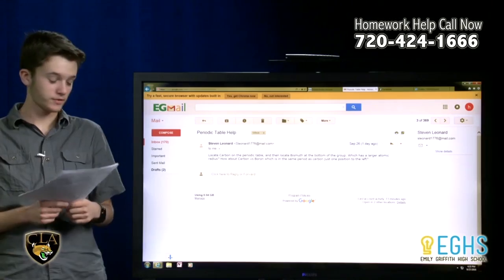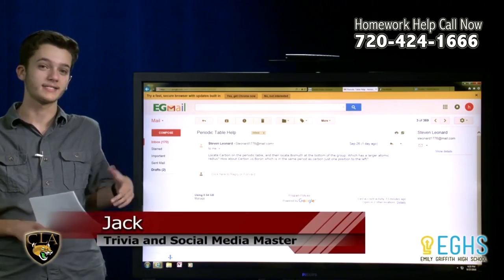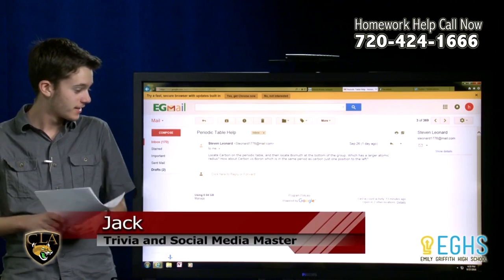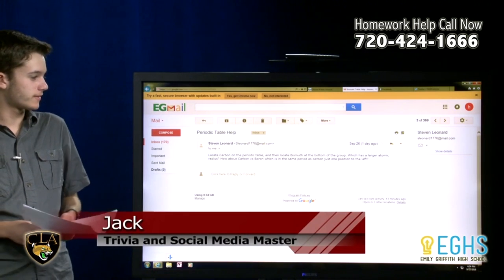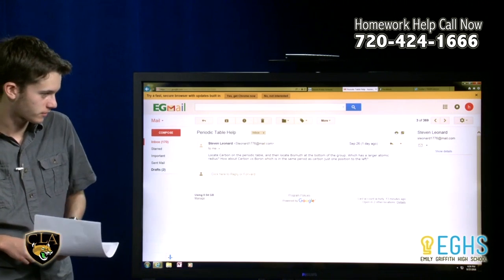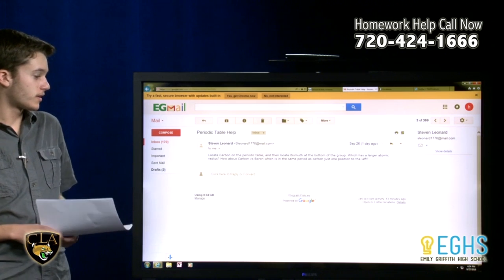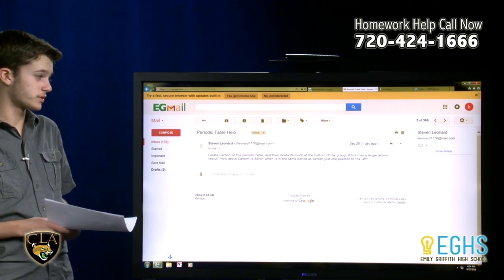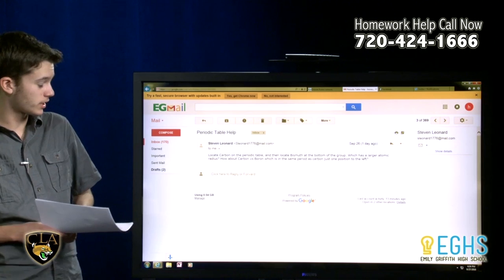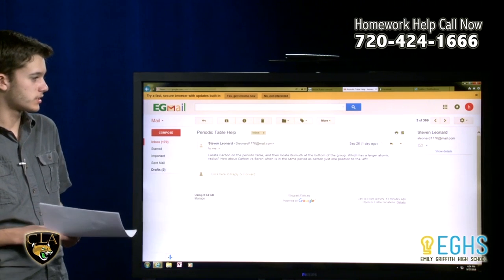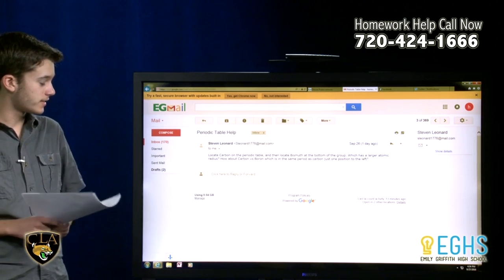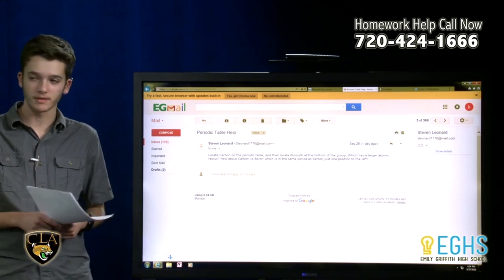So it looks like today the first question we're going to be dealing with is a science question. It reads like this: locate carbon on the periodic table and then locate bismuth at the bottom of the group. Which has a larger atomic radius? How about carbon versus boron, which is in the same period as carbon, just one position to the left? That question came from Stephen Leonard, so it looks like we're going to be locating some things.